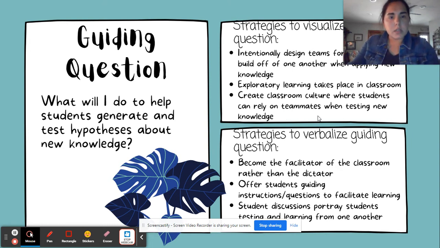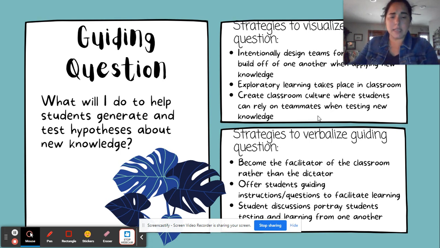And what it can look like in the classroom is the teacher intentionally designing teams for students to work together rather than just groups haphazardly. Exploratory learning, creating a classroom culture where students can rely on one another.